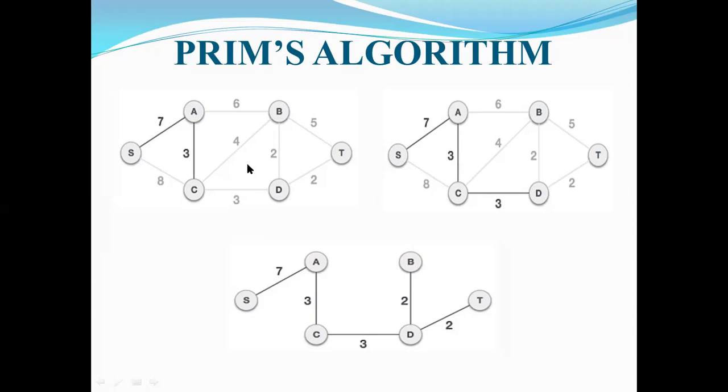Then select all the possible edges between A, C, D and B, T. So the possible edges are A to B, one edge, C to B, one edge, D to B, one edge, D to T, one edge. Then how many edges are there? 1, 2, 3, 4 edges. So out of these 4 edges, what are the minimum cost edges now? There are 2 minimum cost edges. One is D to B, another one is D to T. Same cost. Then you can select one edge first.